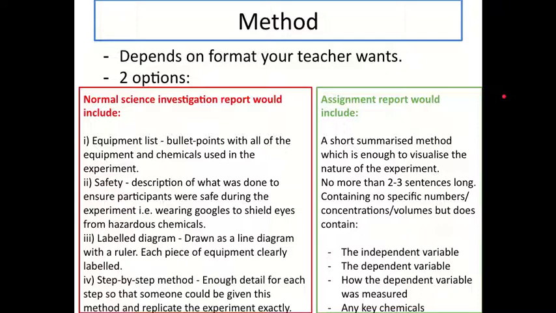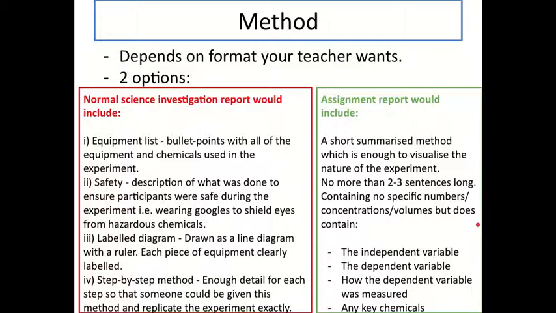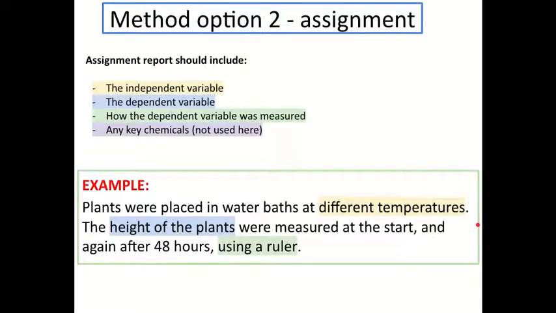In contrast to option 1, this is also really, really short and should only be about 2 or 3 sentences long maximum. You should include these 4 points at the bottom, although the 4th one doesn't need to be included for every experiment. You should mention the independent variable, the dependent variable, how the dependent variable was measured, and any key chemicals used. So we're just now going to look at that in action.